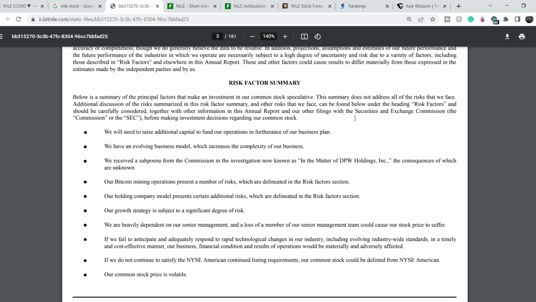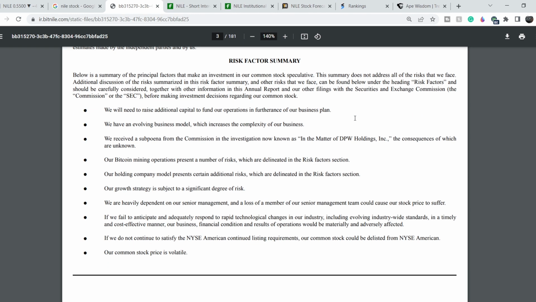And I have to say that if you want to invest in this asset, you have to read all the 10K filings because it is extremely important. And I don't want to scare you, but these risk factors are very important. And let me quote you these bullets. They wrote, "We will need to raise additional capital to fund our operations in furtherance of our business plan.